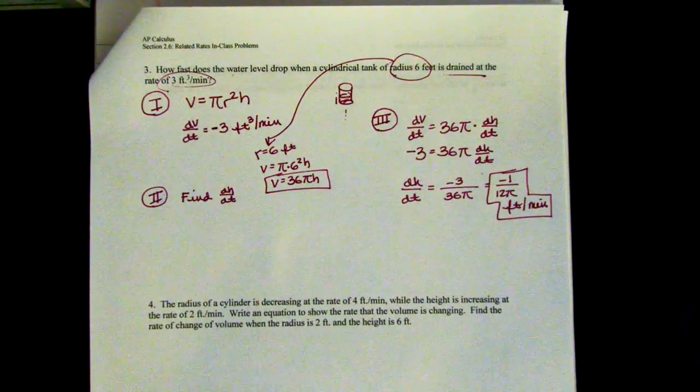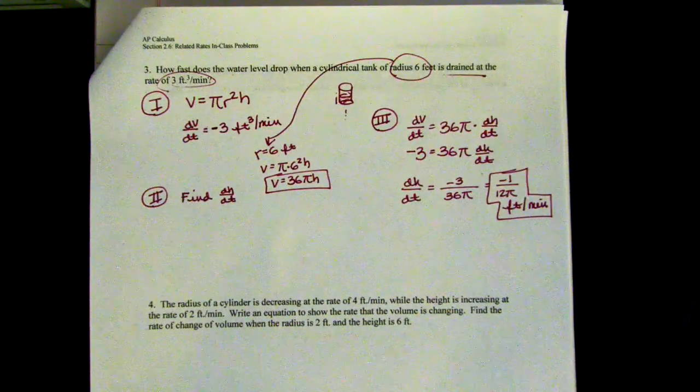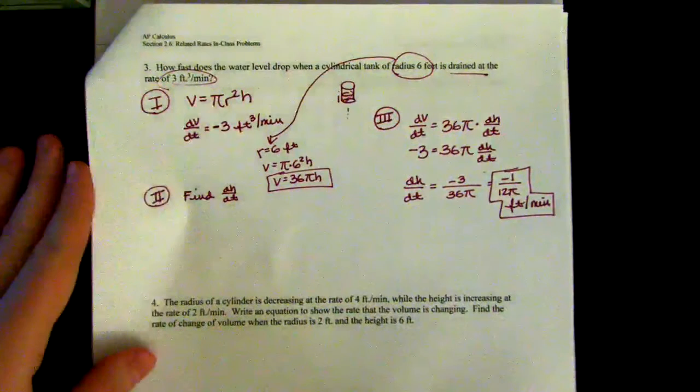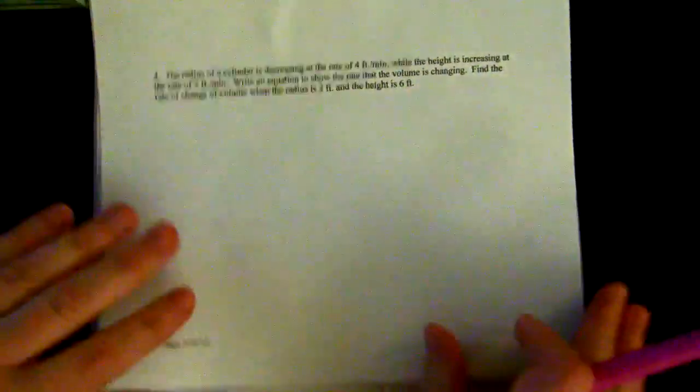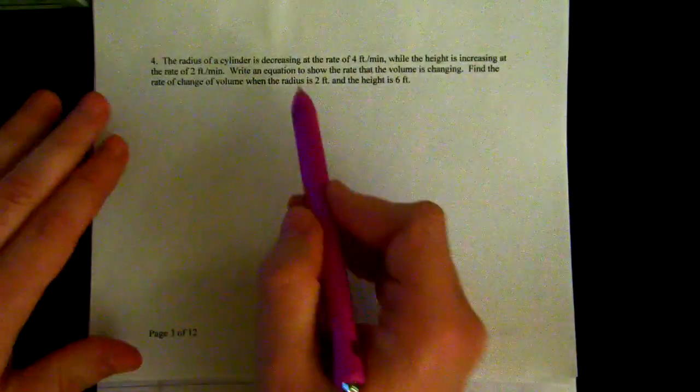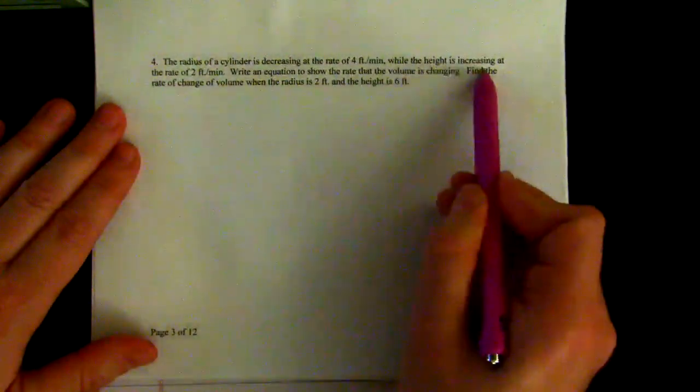And I think that's all I have to say about that. One more example we're going to look at in this video. Take a moment, read through problem 4. In this problem, we have some magic cylinder where both the radius and the height are changing.